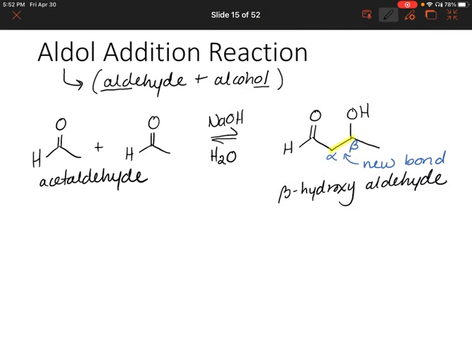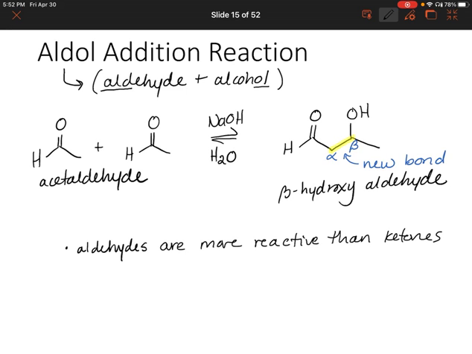Now, aldehydes work better for this reaction because they are more reactive. So let's just make a note of that. And this is compared to ketones. We will talk about ketones later on, but for now we're just going to use aldehydes because they do work better for this type of reaction.